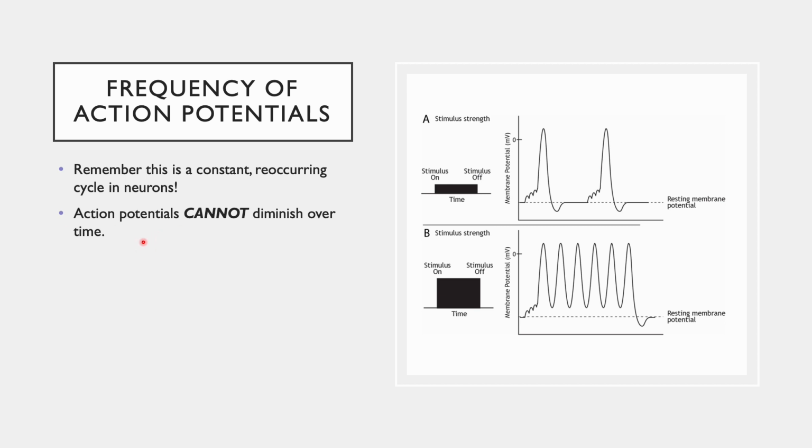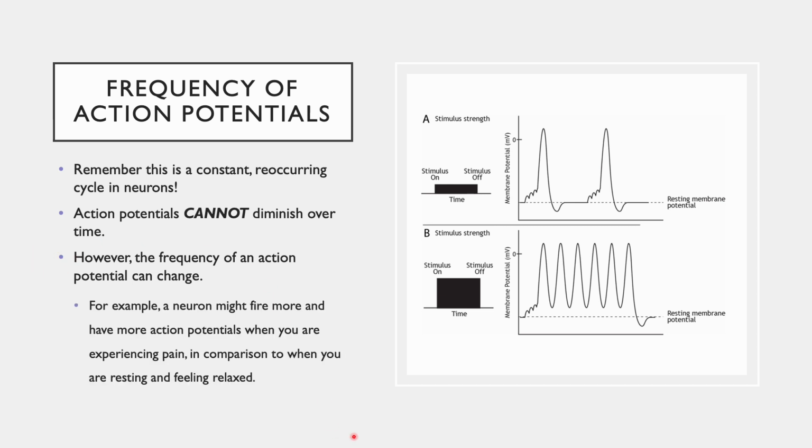Remember that action potentials are different from graded potentials that are smaller. Graded potentials can diminish over time, and these are sometimes generated by sodium-potassium pumps. However, the frequency of an action potential can change, and that's another reason why they're different. For example, a neuron might fire more and have more action potentials if we're experiencing pain, in comparison to when we feel rested or relaxed.